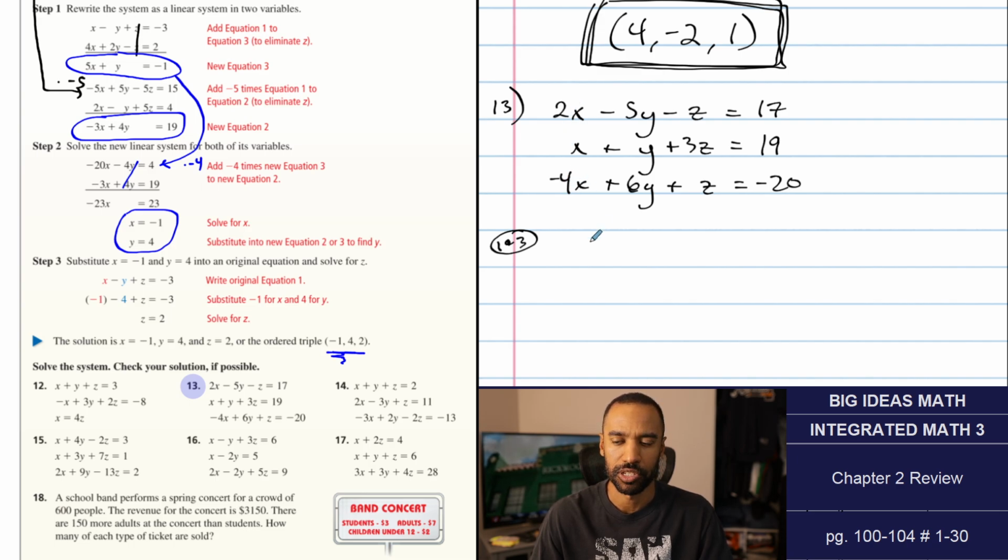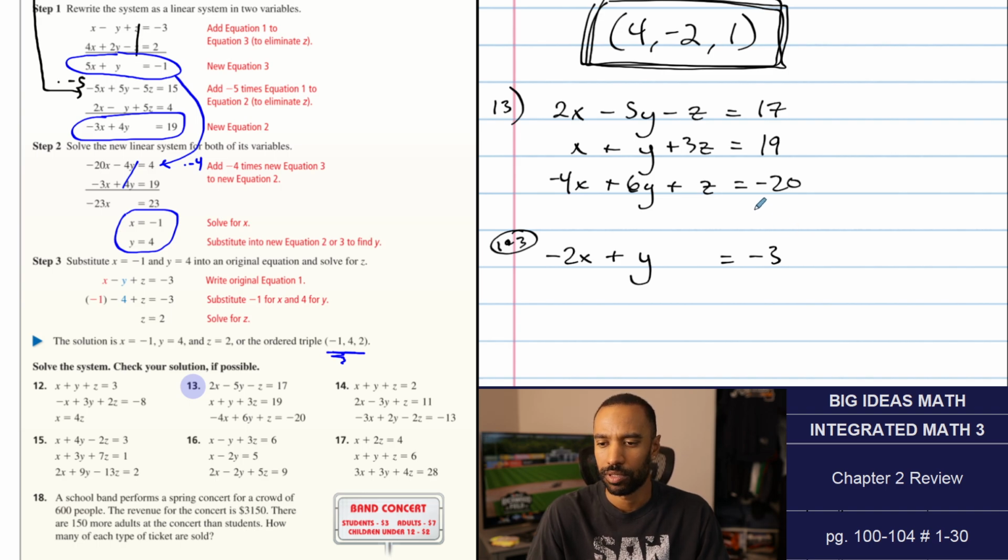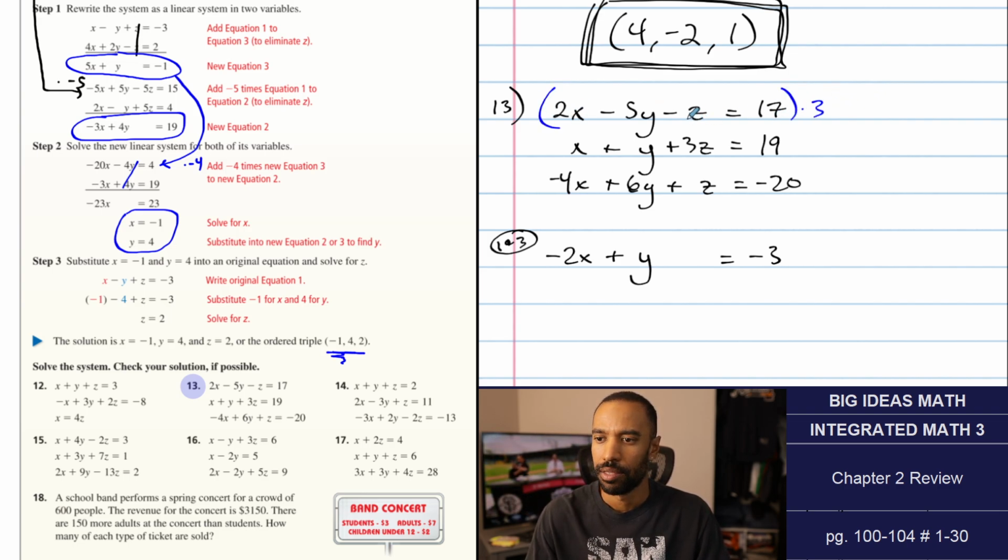But I do 2x plus negative 4x, I get negative 2x. Negative 5y plus 6y is positive 1y. Those eliminate. And 17 minus 20 is negative 3. So there's using equations 1 and 3. If I want to eliminate z's in another one, I could take the top equation and say multiply it by 3, because then I'll get negative 3z with this 3z right here.